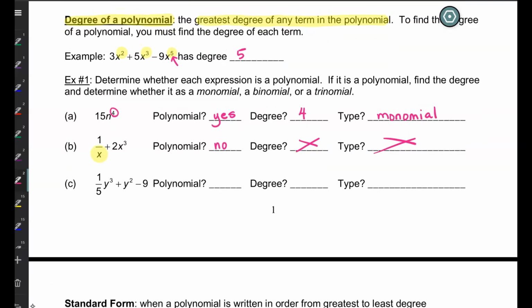Next one, is this a polynomial? We have 1/5 y cubed plus y squared minus 9. So yes, this is a polynomial. What's the degree? So I look at the exponents.